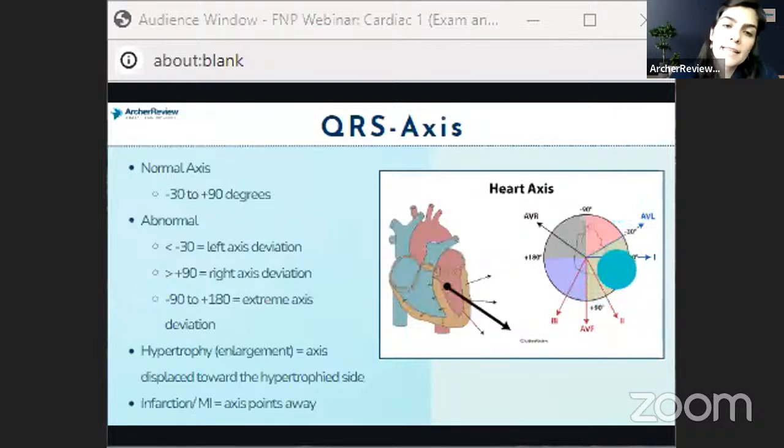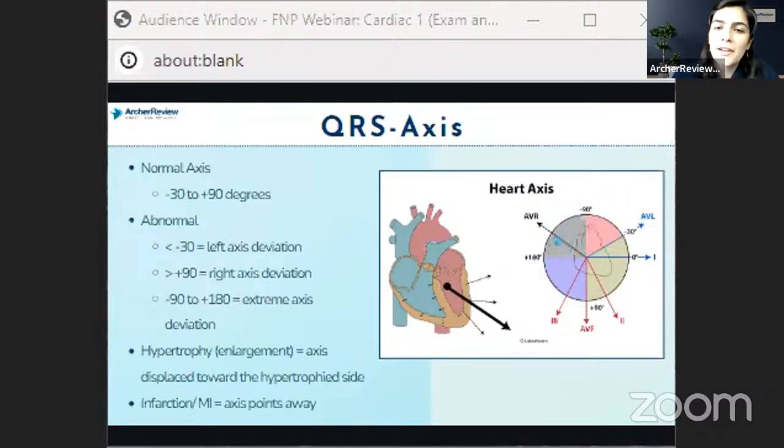Now, if you're looking at lead 1 and it's positive, so again on this side, but aVF is negative, that means there's more likely going to be a left axis deviation, right? And then similarly, if you're seeing negative in lead 1 and positive in aVF, then there's probably a right axis deviation. And then in really extreme cases, if you're seeing negative on both, negative lead 1, negative aVF, that's an extreme axis deviation.